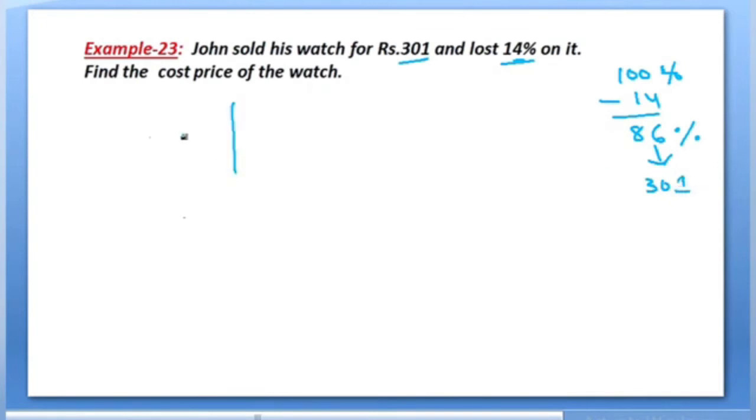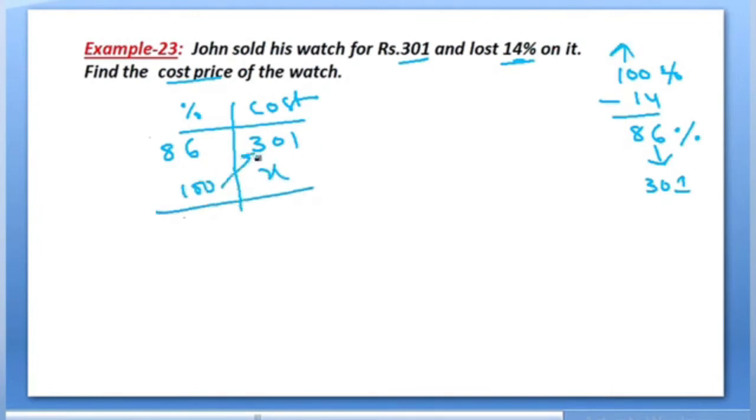Now you should make a table like this. Take the percentage, and next take the cost. The percentage is 86%, the cost is 301 rupees. Now we are going to find the cost price. The cost price you should always take as 100%. So 100% is equal to how much?